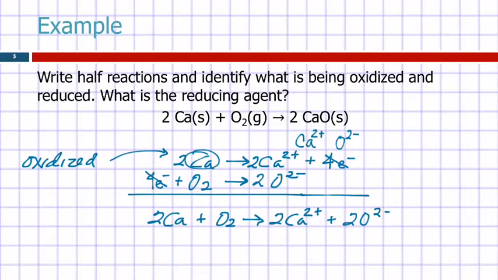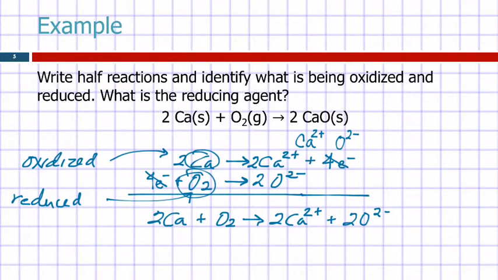What's being reduced? What's gaining electrons? The oxygen. So this is gaining the electrons. Oxygen plus 4 electrons gives us this, which is part of our product. So the O2 is being reduced. You're looking to see which of these reactants is losing electrons, which of them is gaining electrons.